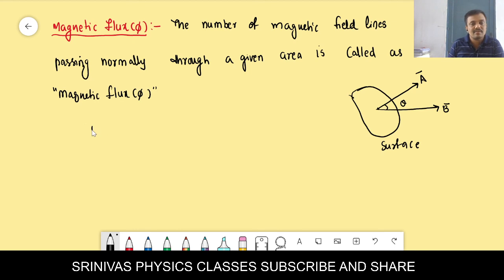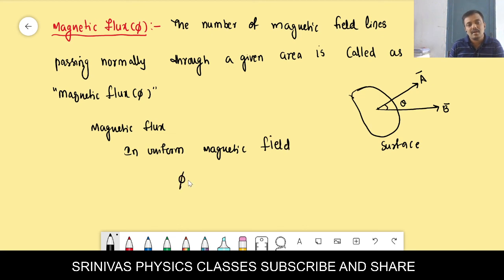Then there is a formula for the magnetic flux. Magnetic flux formula in a uniform magnetic field: if the field is uniform, we write the formula as phi equals B bar dot A bar, which is B A cos theta. B is the magnetic induction, A is the area vector, and theta is the angle between B bar and A bar. This is the formula for the magnetic flux.